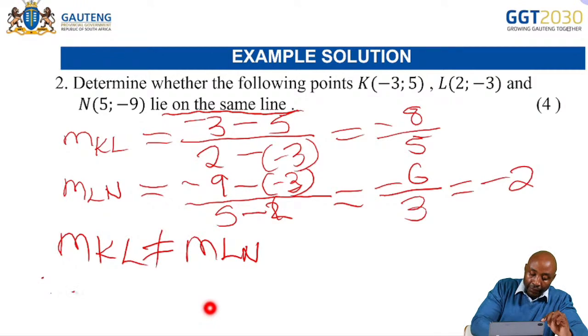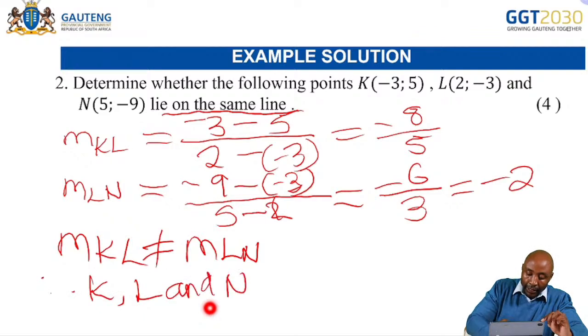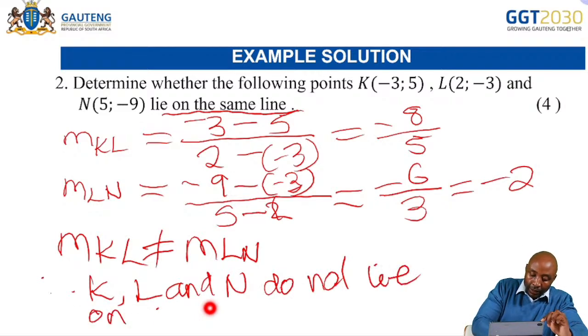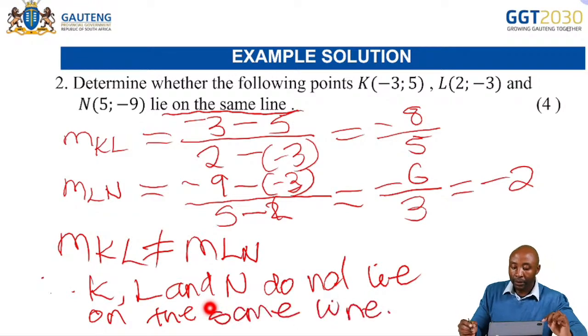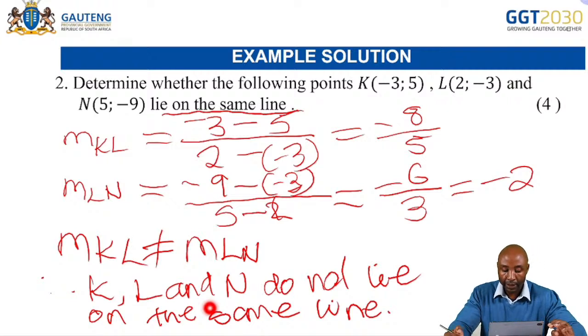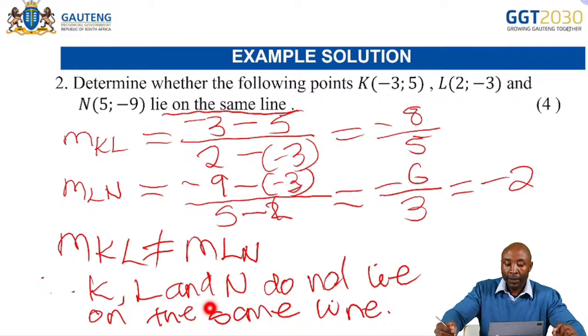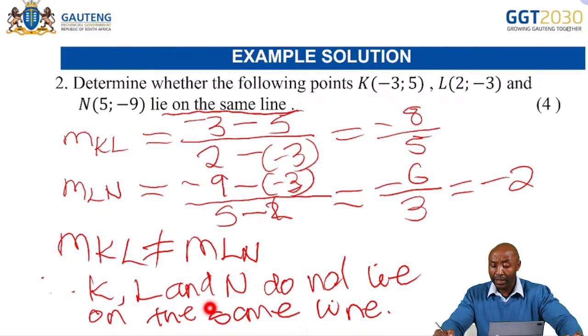Therefore, we can conclude that K, L, and N do not lie on the same line. Because our reason, I've already written it first, the gradients are not equal. Because for collinear points, the gradient must be the same. Even if you have used KN, you will find that the gradient of K and N will not be the same as the other two that we have just calculated.